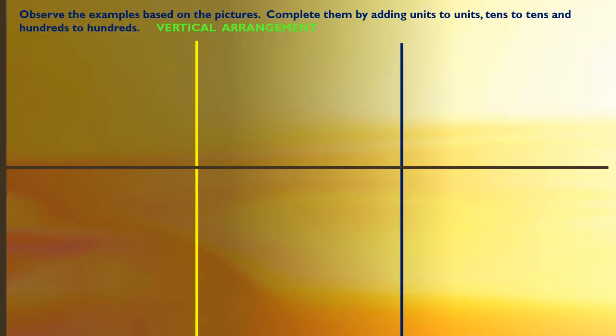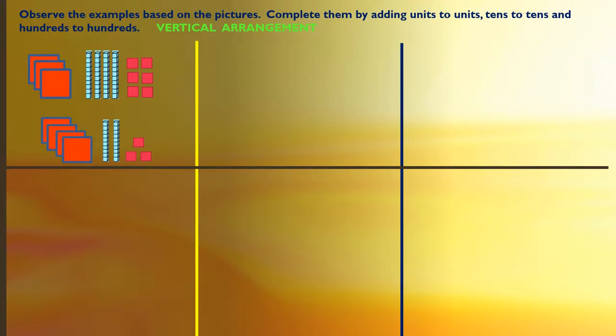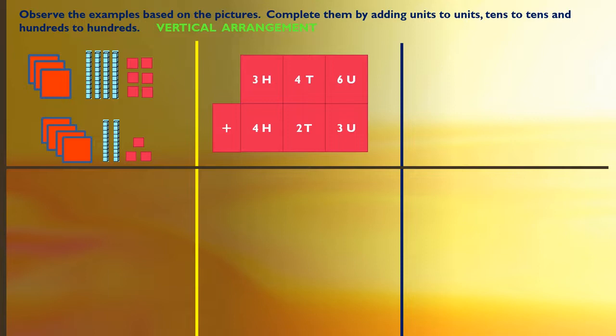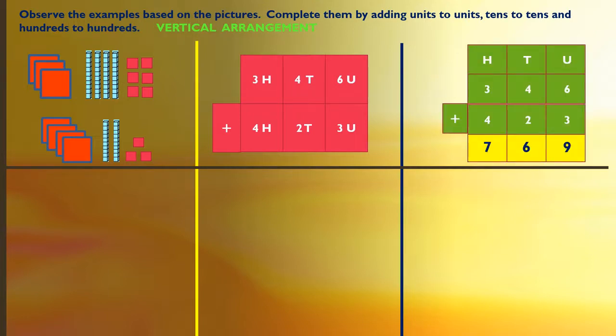We will first add the units to the units, tens to the tens and hundreds to the hundreds. We shall arrange them in a vertical manner, that is standing. So the first picture is 3 hundreds, 4 tens and 6 units plus 4 hundreds, 2 tens and 3 units. Look at the next picture, that is the last one.